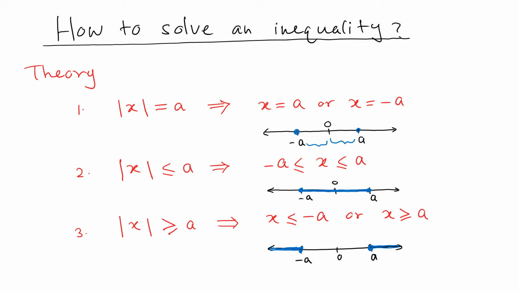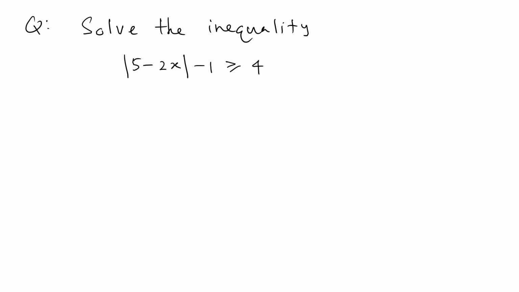So let's look at a problem now. Solve the inequality absolute value of 5 minus 2x, minus 1, greater than or equal to 4. If you get a problem like that, our goal is to isolate the absolute value term, because once you isolate it, you can see that it's going to be one of those three cases.